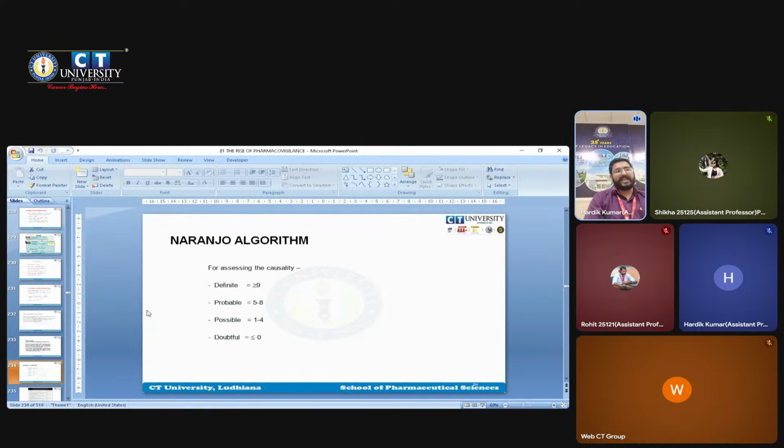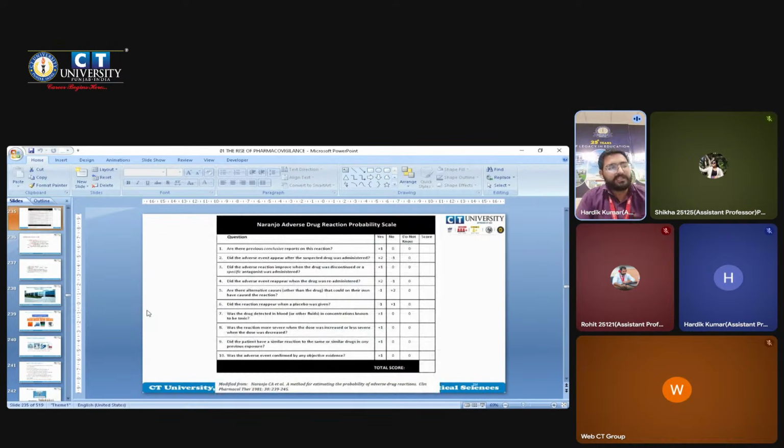The Naranjo scale has a score system. It consists of 10 questions, in which a score of 9 or more is definite, 5 to 8 is probable, 1 to 4 is possible, and less than 0 is doubtful. This is the Naranjo scale.